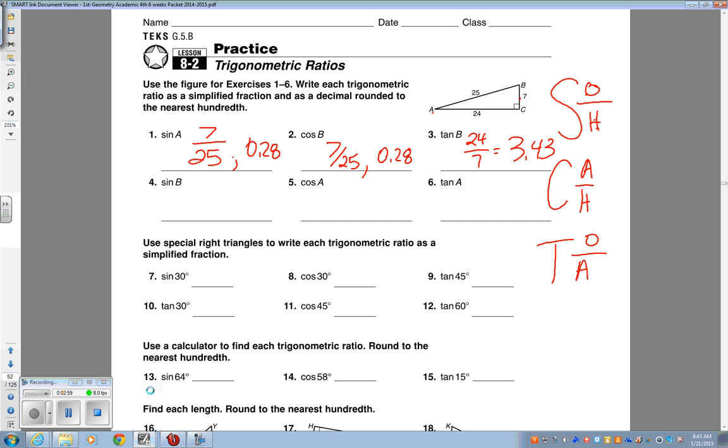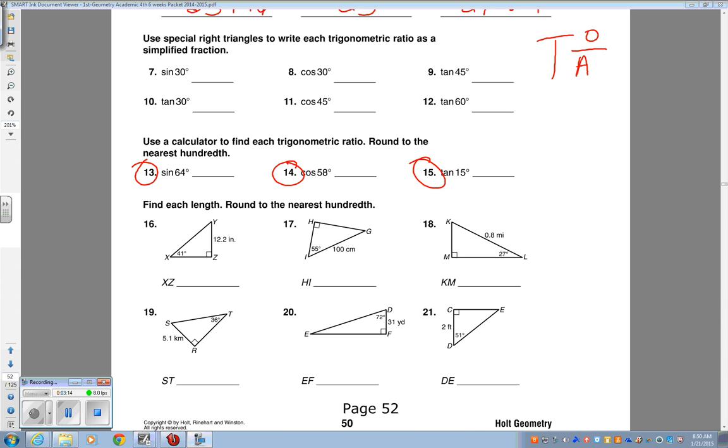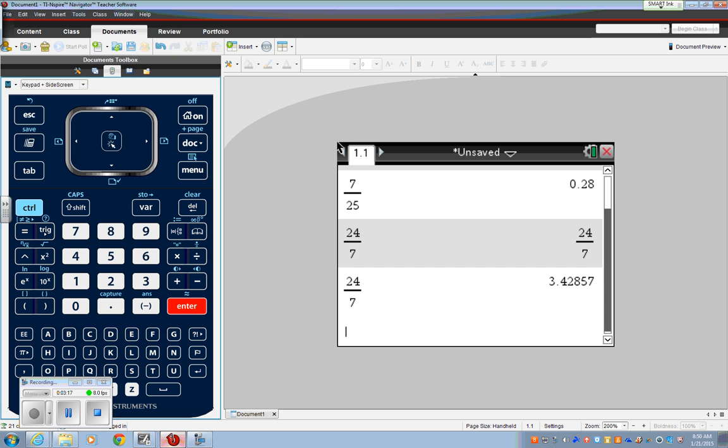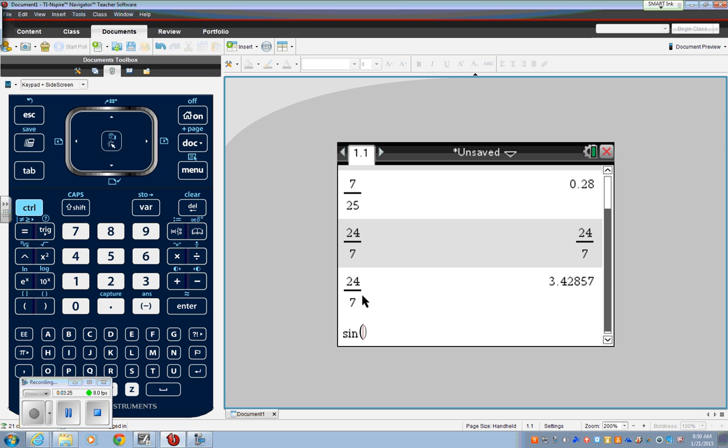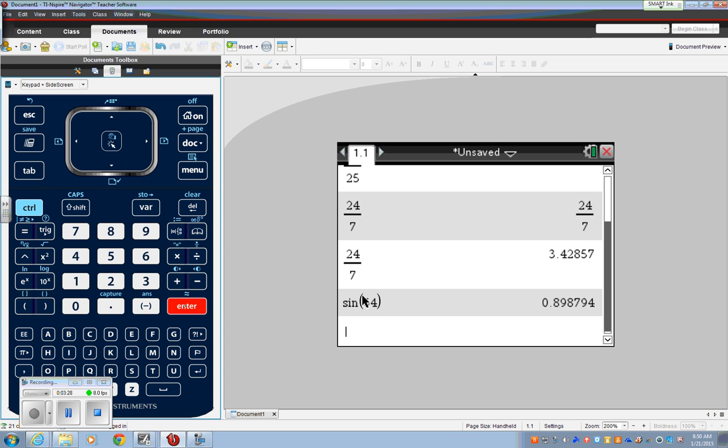All right, you are responsible right now, and we're going to check. Get your score sheets out because we're going to add points. You're going to do 4 through 6. Control enter. If I want to use the calculator, I'm going to hit trig, press the sine, and then 64, and hit enter. And we're rounding that answer to the nearest hundredth. The same decimal places. What is this one going to be? 0.90.